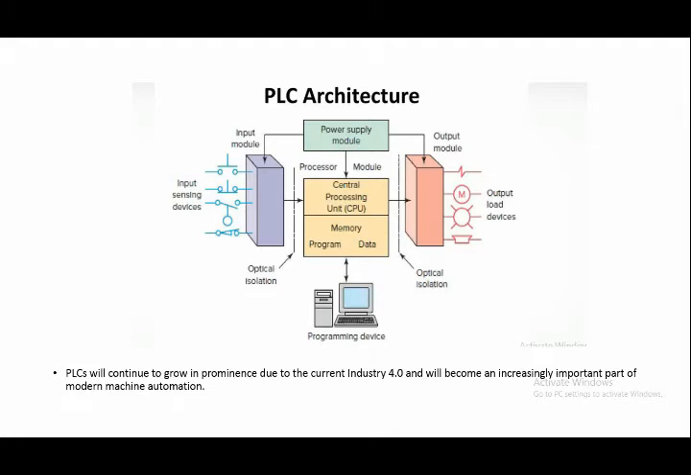As shown in the figure, the PLC architecture has 5 parameters: input module, power supply, output module, central processing unit and memory, and programming devices.